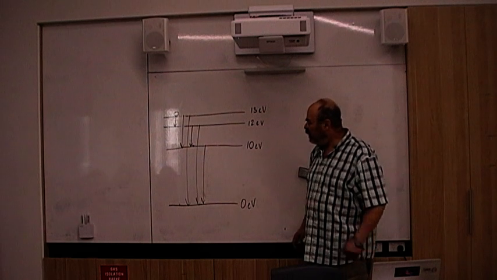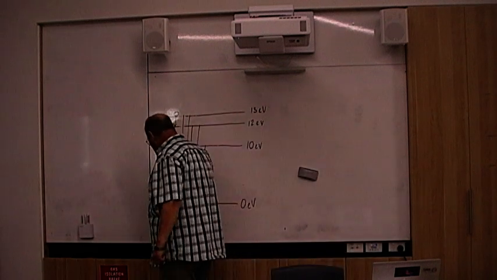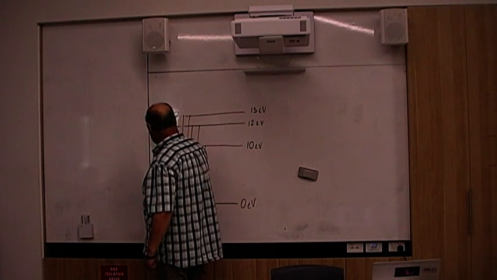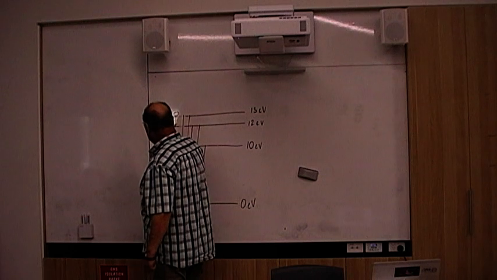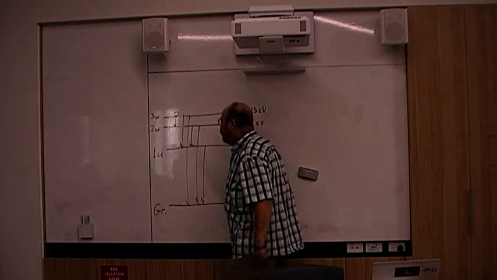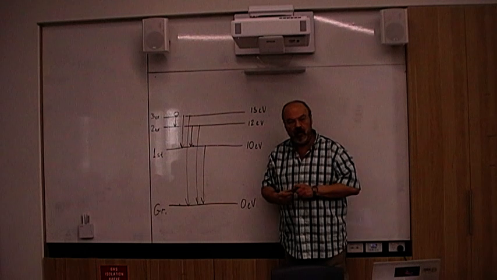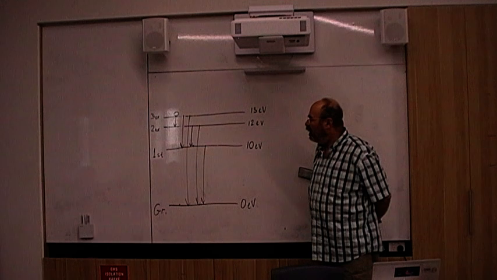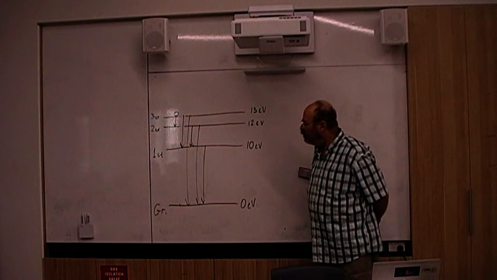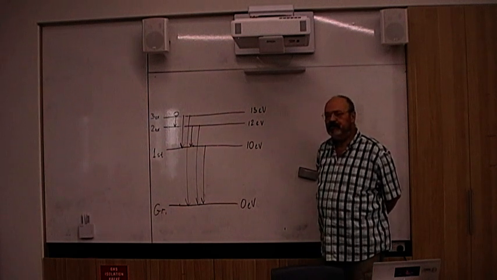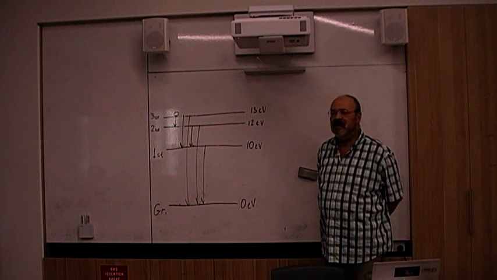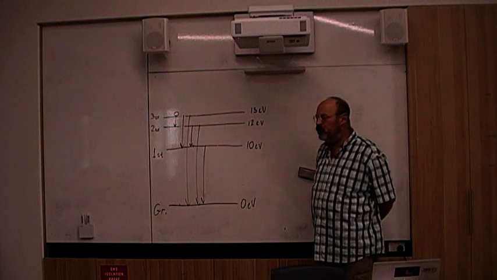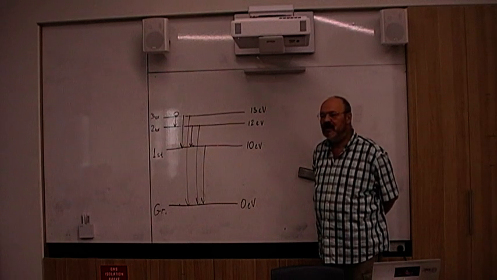Now, I will name this the ground level. This is the first excited, second excited, third excited. Which transition of the electron will produce the light with the longest wavelength? From where to where? 12 to 13.